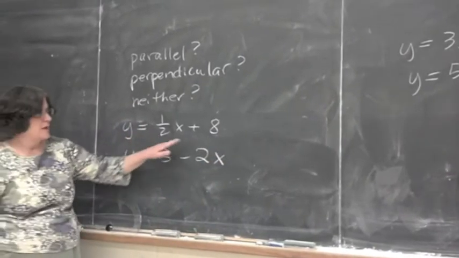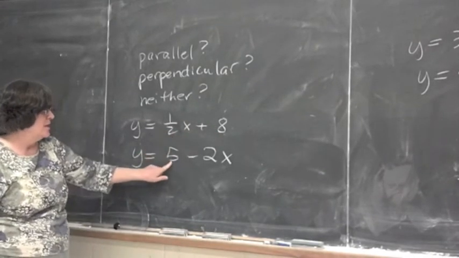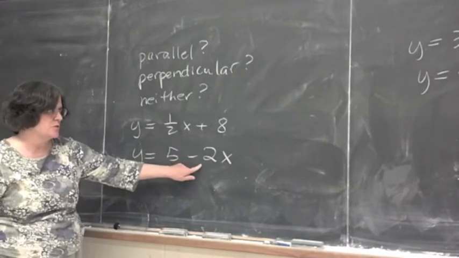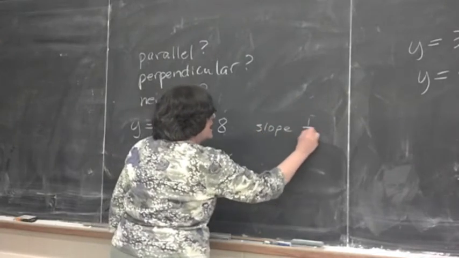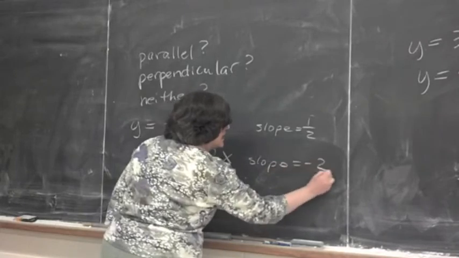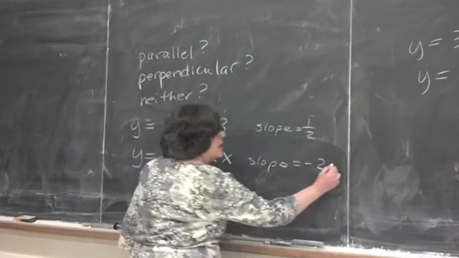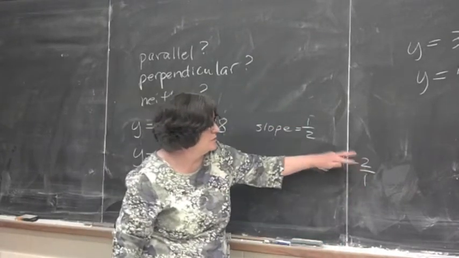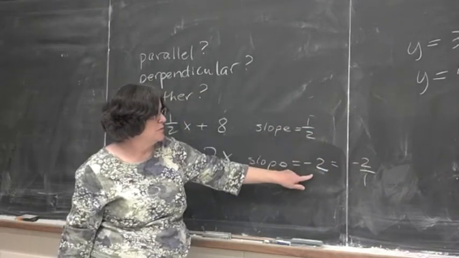One half x plus 8: 8 is your y-intercept, 1/2 is the slope. Here, they're switched around, but 5 is your y-intercept, -2 is your slope. So the slope is 1/2, and the slope is -2. Remember, -2 is the same as -2/1. If you invert those, you take the reciprocal, you will have that rule. This is the negative reciprocal of that.